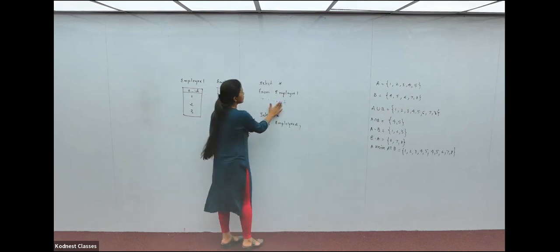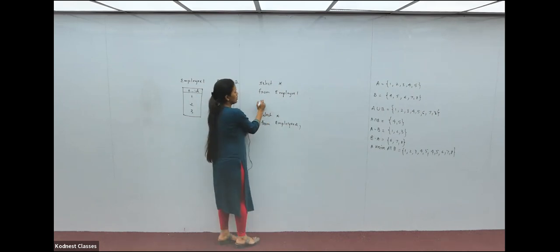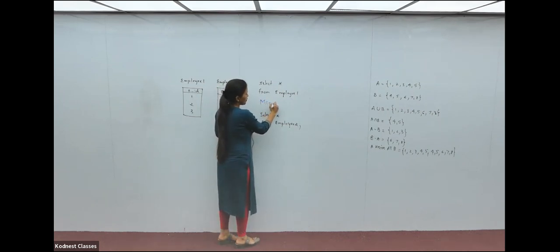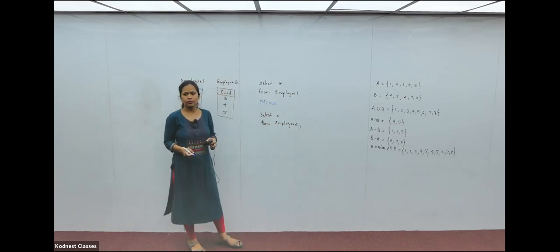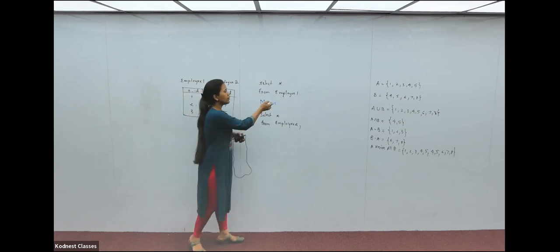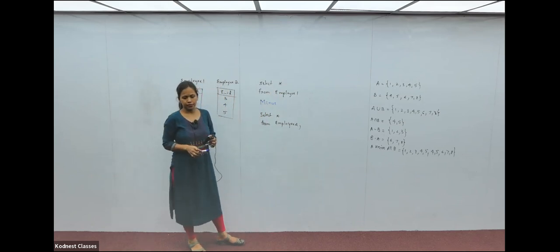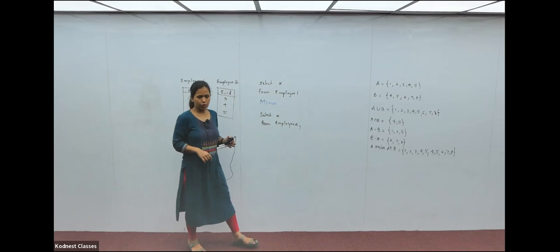So how do we write this? From which table you want only the records, that table you will tell, minus, and then you will tell the second table. So what happens is, the values that are present only in the first table, not present in the second table, will be fetched. This is how you tell. If I want values in the second table that are not present in the first table, yes, we will tell employee 2 minus employee 1.